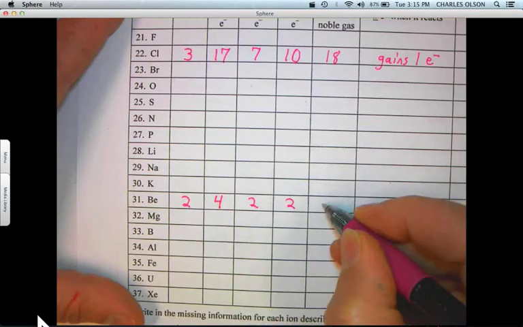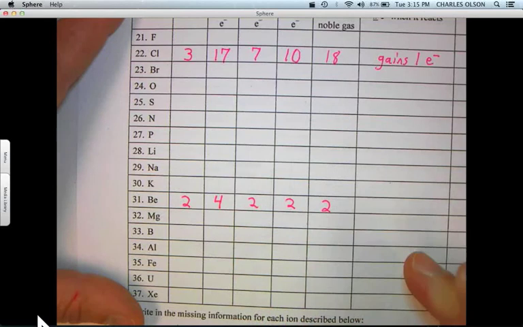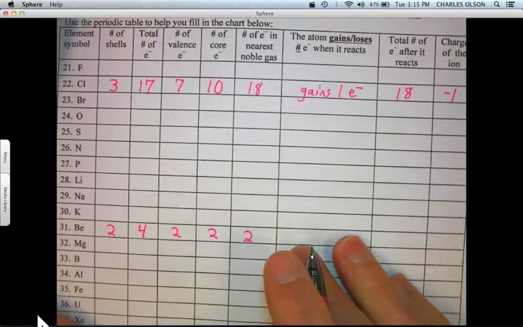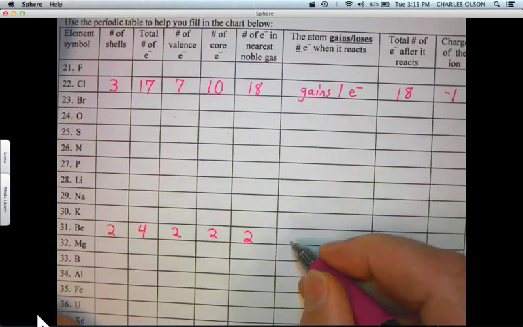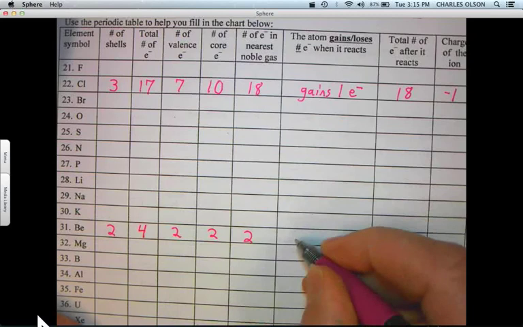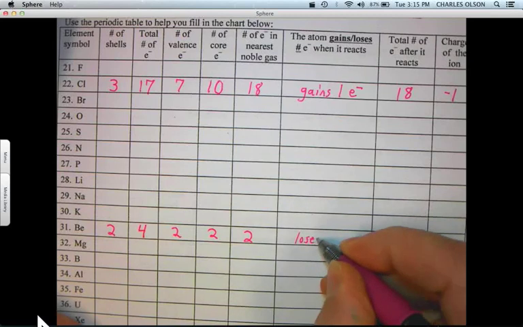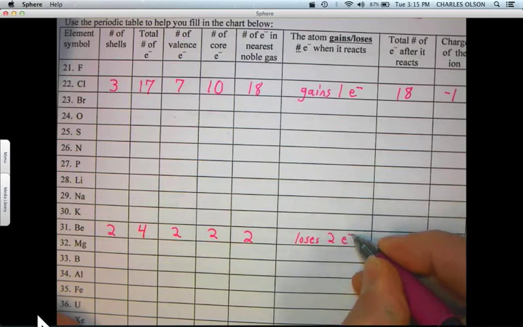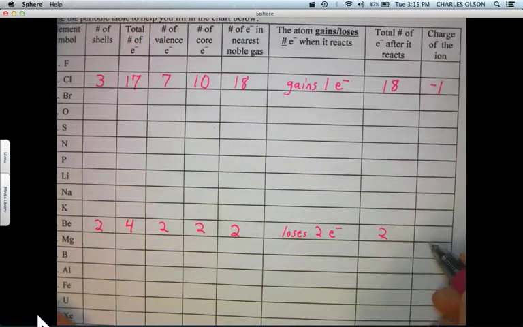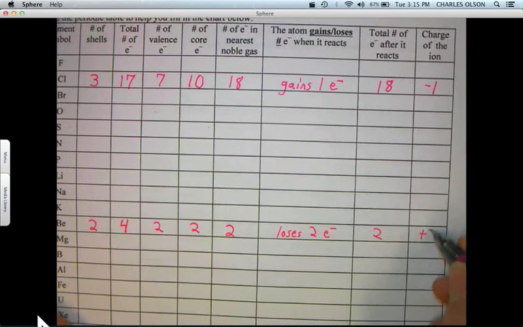The nearest noble gas would be helium, so it's got 2 electrons, and it's a metal, so it loses 2 electrons to get a total of 2, so the charge of the ion would be a +2.